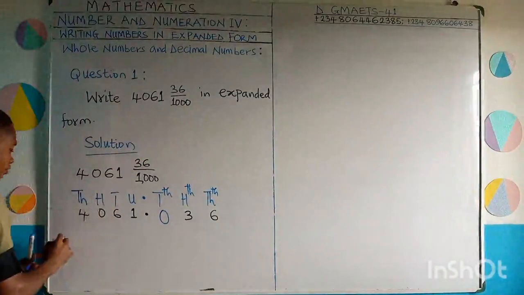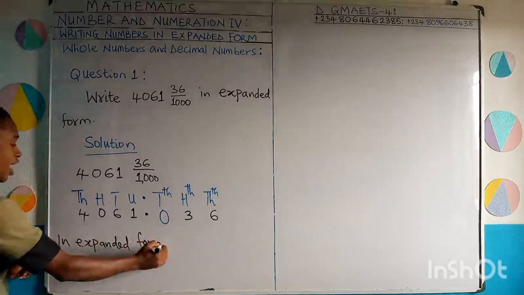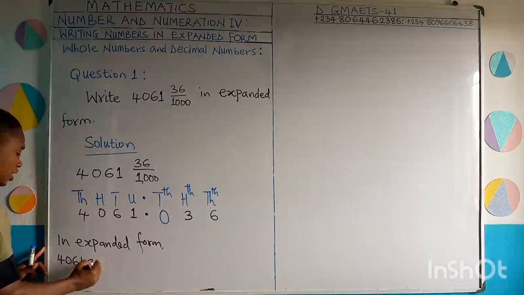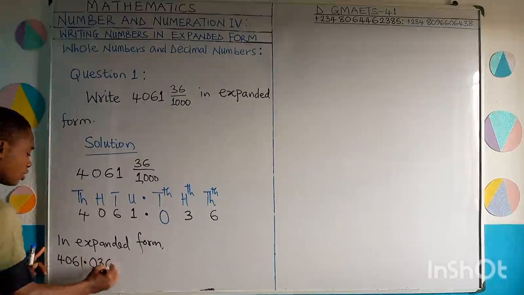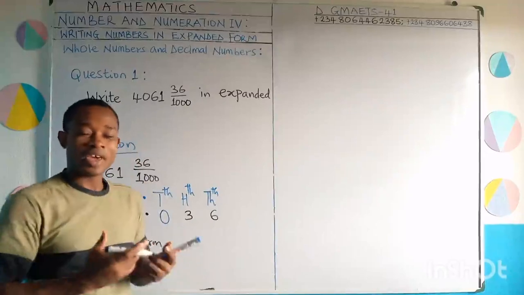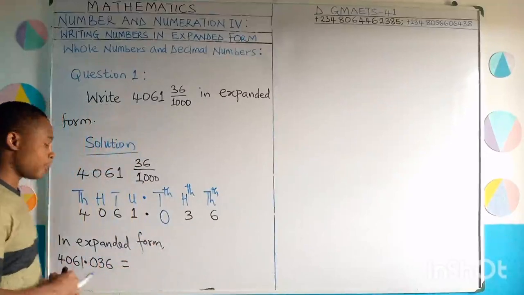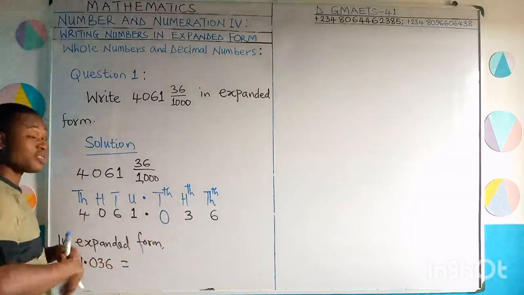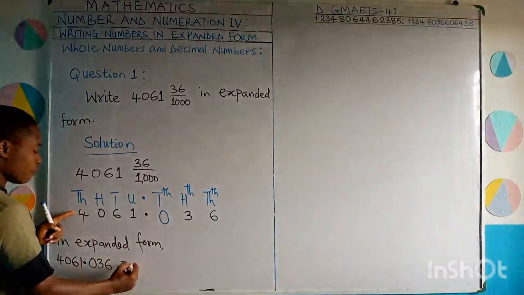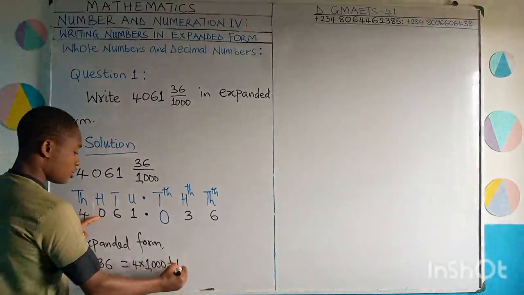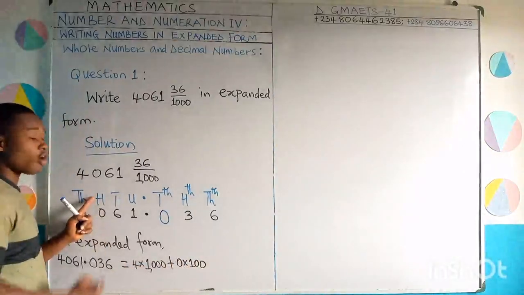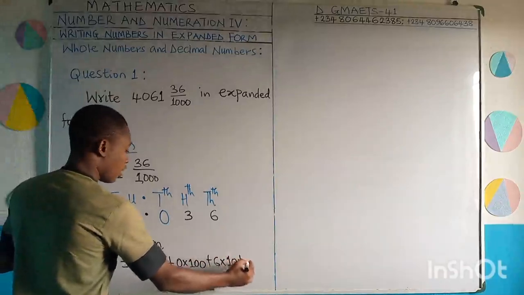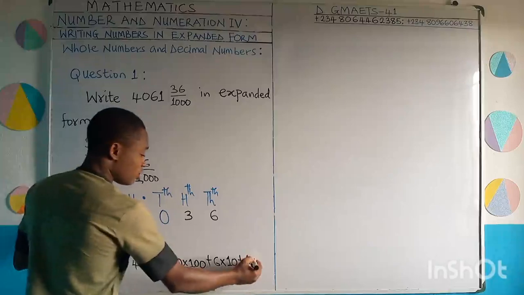Now expressing it in expanded form. In expanded form, we have 4061 and 36 thousandths, which is 4061.036, will now be equal to, you know how to do that already? Pick each digit, use it to multiply the standard value of its place value. You start with the highest place value, oftentimes. Some people may choose to start from the lowest place value, the choice is yours. I will prefer starting from the highest place value. So 4 times 1000. Coming here, 0 times 100, then plus 6 times 10, and then plus 1 times the standard value of units, which is 1.